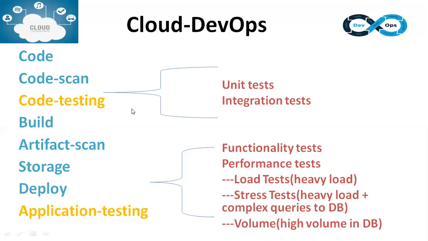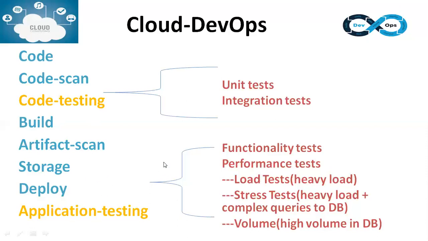Whatever stages I am going to introduce in DevOps are not mandatory for all technologies, but these are the stages which are common for Maven. Maven means Java technology. If you go for Python, maybe not all these stages are required. Some of the stages can be eliminated. And we have discussed build, artifact scan, storage, and deployment also.